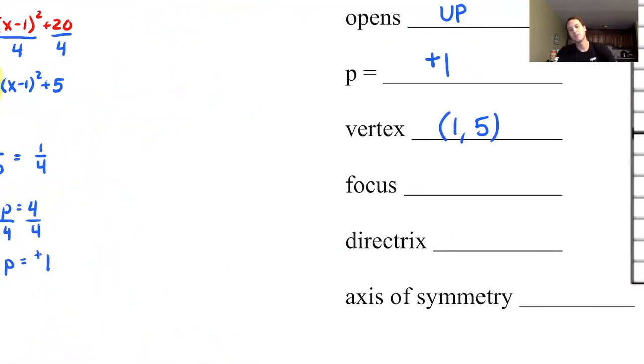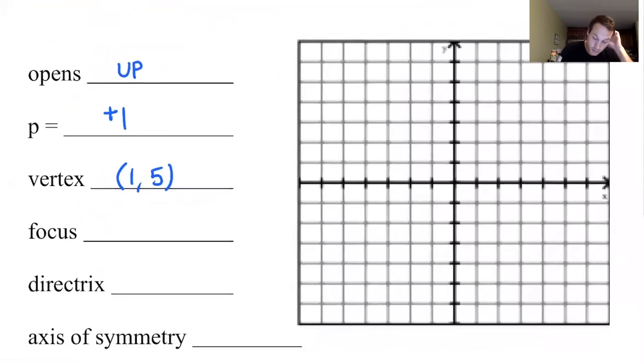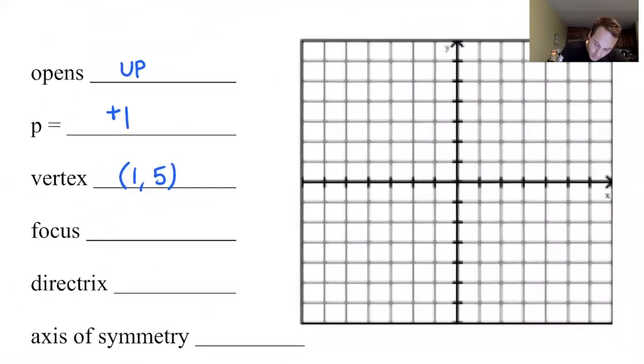And let's get the rest from the graph. Okay? I know this video is a little bit longer than we'd like. 1, 2, 3, 4, 5. Remember, these are just extra videos. So there's 1, 5. My focus is going to be up 1 more unit. We want to label everything. There's my vertex. Here's 1 unit above. That's my focus.